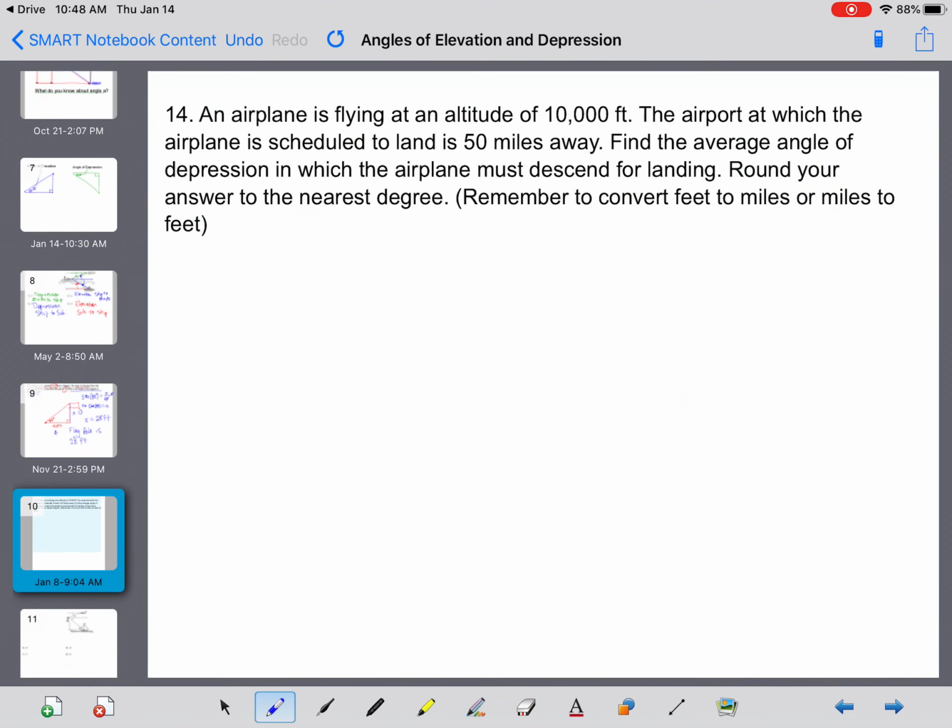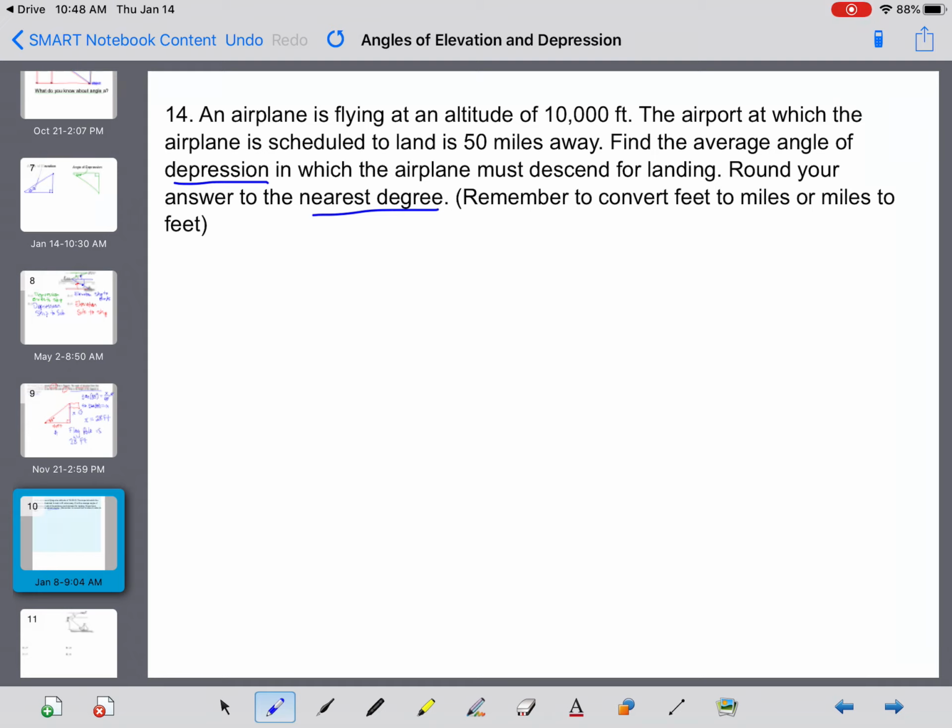All right, we're going to do number 14 here. An airplane is flying at an altitude of 10,000 feet. The airport at which the airplane is scheduled to land is 50 miles away. Find the average angle of depression in which the plane must descend for landing. Round your answer to the nearest degree. Remember to convert feet to miles or miles to feet.